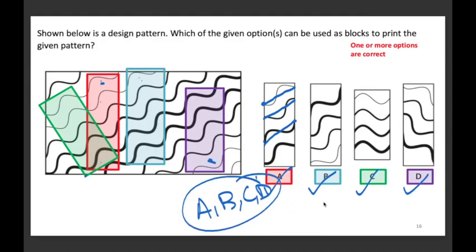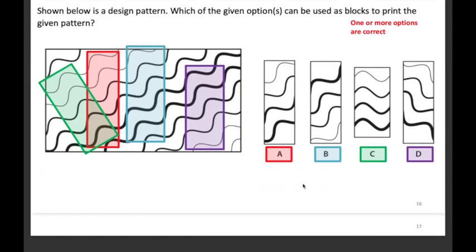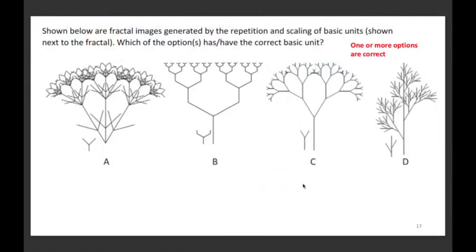Okay, we'll move to the next one. Shown below are fractal images generated by repetition and scaling of a base unit. Shown next to the repetition are the fractal units. These are all the fractal units. Which option has or have the correct base unit? One or more options are correct. Now let's start with option A.